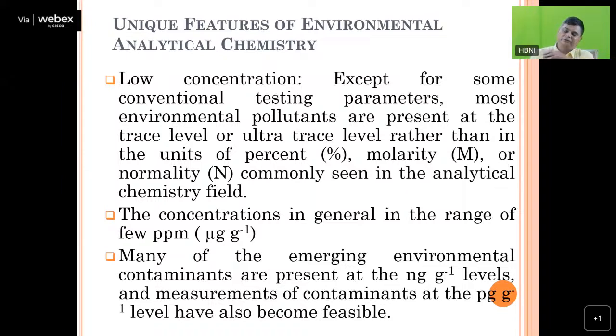So this is the basic difference between normal analytical chemistry and environmental analytical chemistry. In normal analytical chemistry, most of the time we talk in percentage, molarity or normality. Whereas in environmental analytical chemistry, we only talk about ppm or ppb, meaning microgram per gram or nanogram per gram. And of course, as I told you, many of the emerging pollutants are even in the ppt range also.